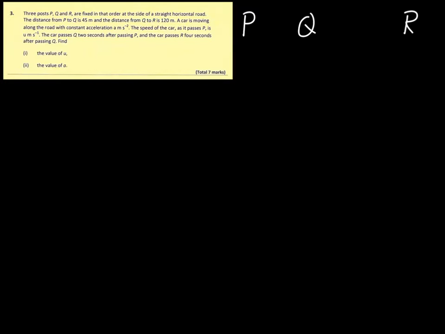The speed of the car as it passes P is U, so there it's U meters per second. The car passes Q 2 seconds later, so after 2 seconds it's there. And then it passes R 4 seconds after going through Q. So that is 6 seconds in total.